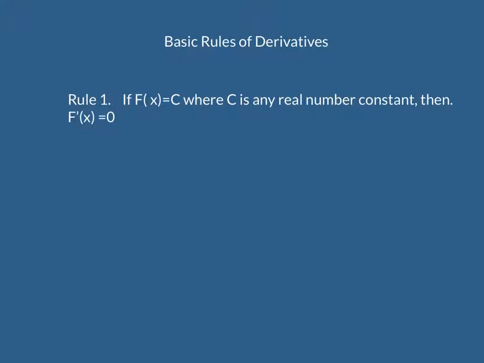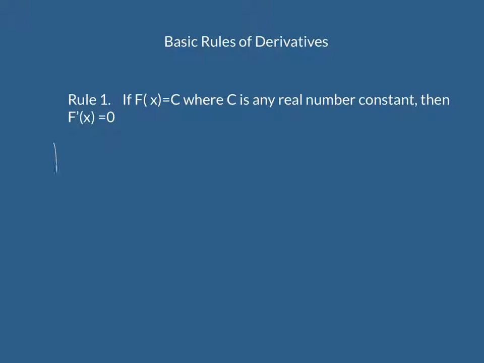The first rule says, if f of x equals c, where c is any real number constant, then the derivative f prime of x is equal to 0. What that means is the derivative of a constant without a variable multiplied to it, so just a constant all by itself, is 0. Let's look at some examples there.